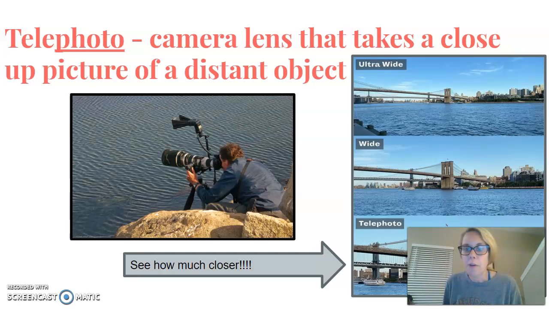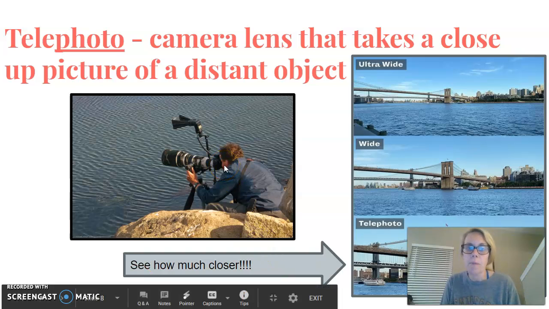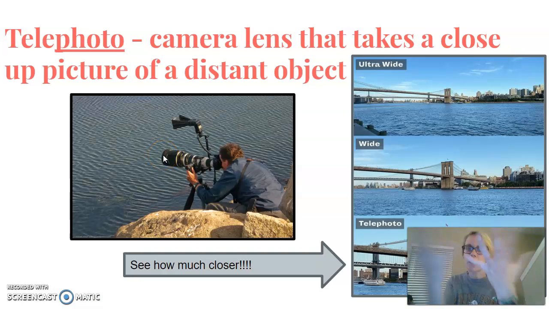Next word, telephoto. The root is photo. Say photo. Photo means light. A telephoto is a camera lens that takes a close-up picture of a distant object. So if you look in the one picture over here with the man and the camera, there's a very long lens. So that lens helps bring objects closer. If you look at the picture of the Brooklyn Bridge, the last one that's labeled telephoto has it very close, even though the photographer might be at a far distance.